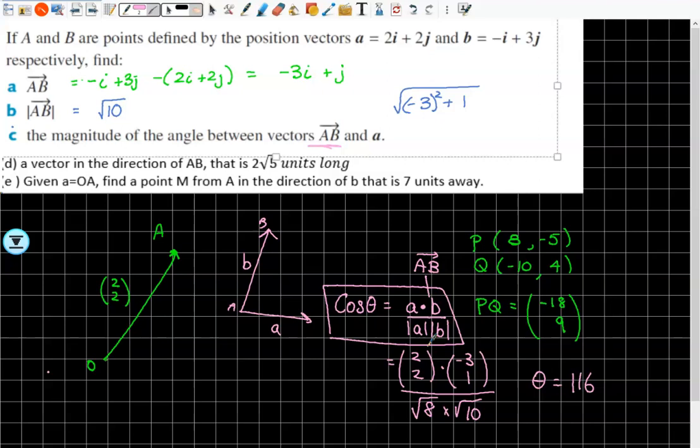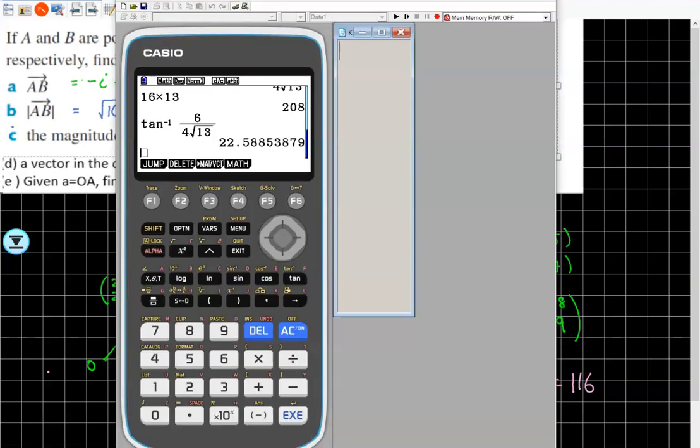Now, take this or leave this. It's if you want to check it. Sometimes it can make your life worse. I don't know. So on your calculator, we go option.